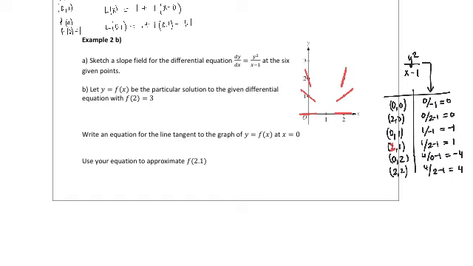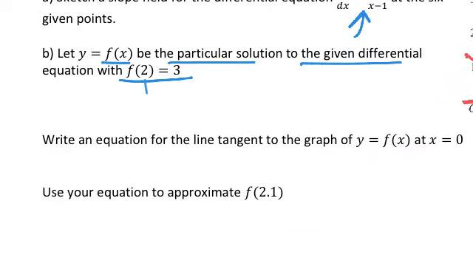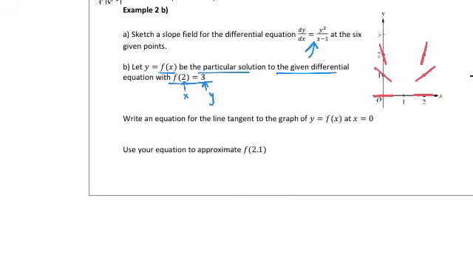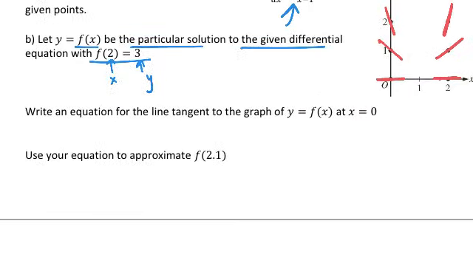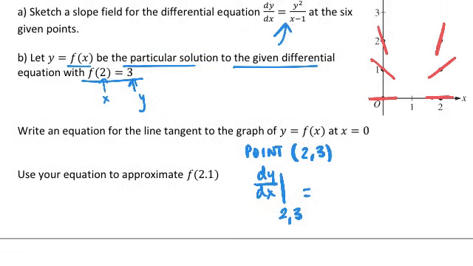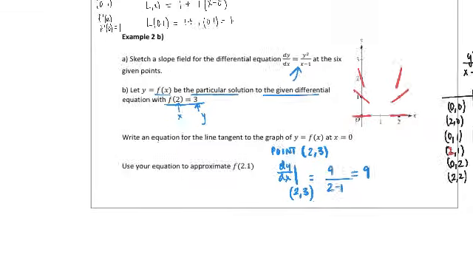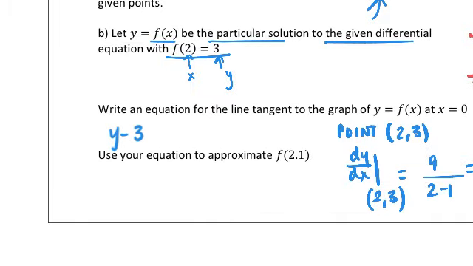Then they say let y equals f of x be the particular solution to the given differential equation, that one, with f of 2 equals 3, right? So this is an x value, this is a y value. And we're writing our tangent line equation. So my point is that point, (2, 3). My slope is going to be dy/dx at (2, 3). So I have to put that into the equation, and I get 9 for y squared divided by 2 minus 1. So it's 9. So that's my slope. So the equation will be y minus 3 equals 9 times (x minus 2).